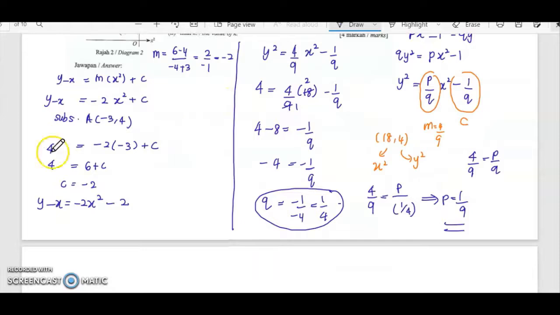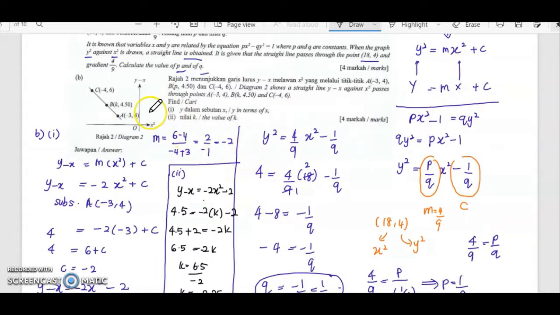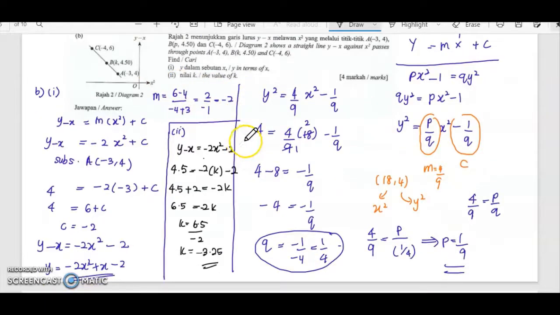y in terms of x, so kita jadikan y sebagai subjek lah. So y equal to negative 2x squared plus x minus 2. So that is the answer. Okay, next, so we proceed with question B2. Find the value of k.